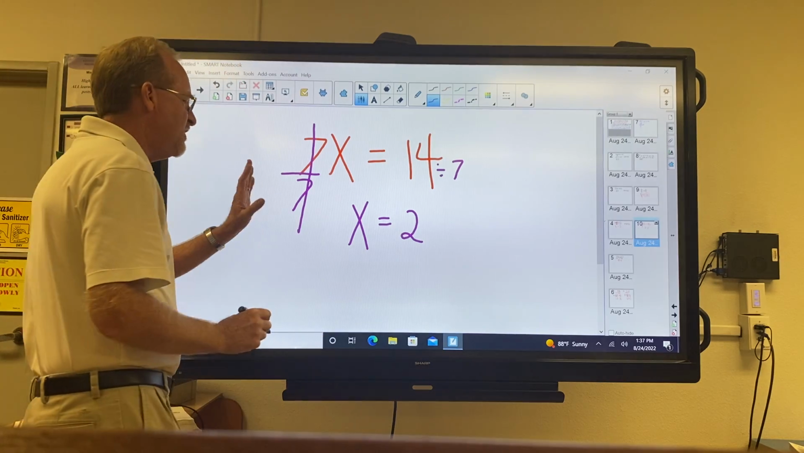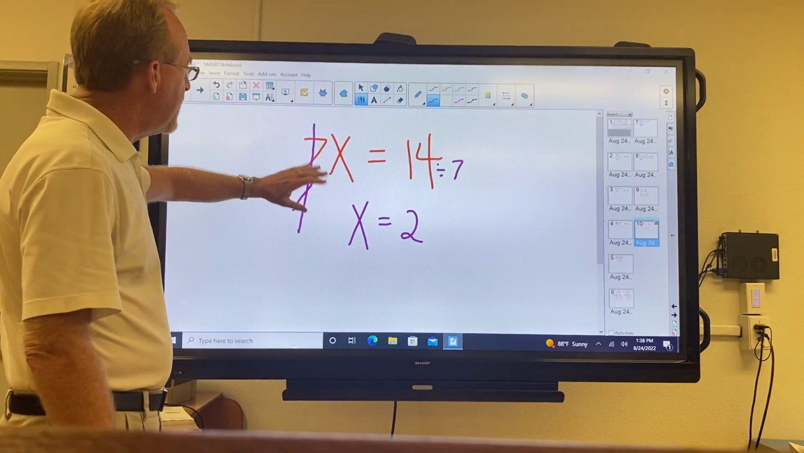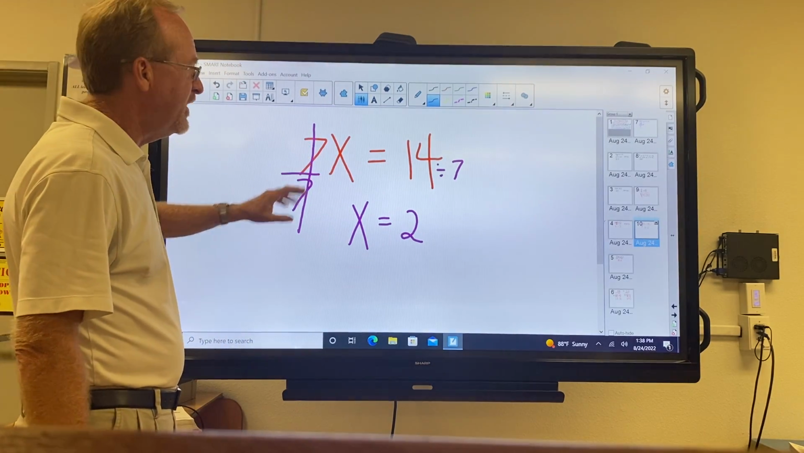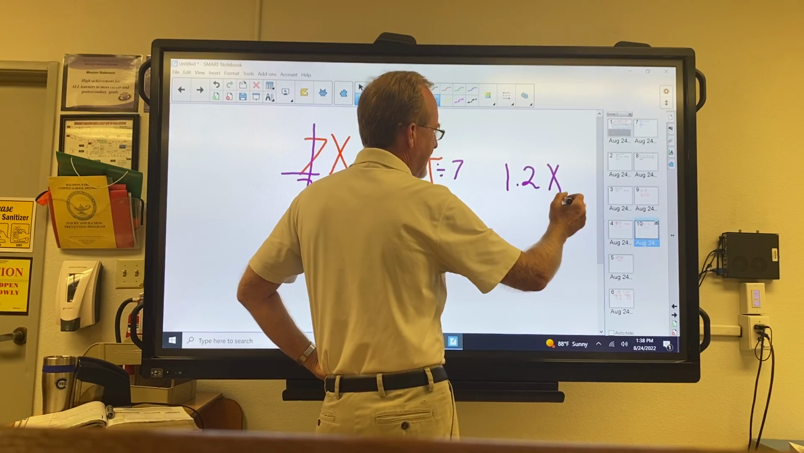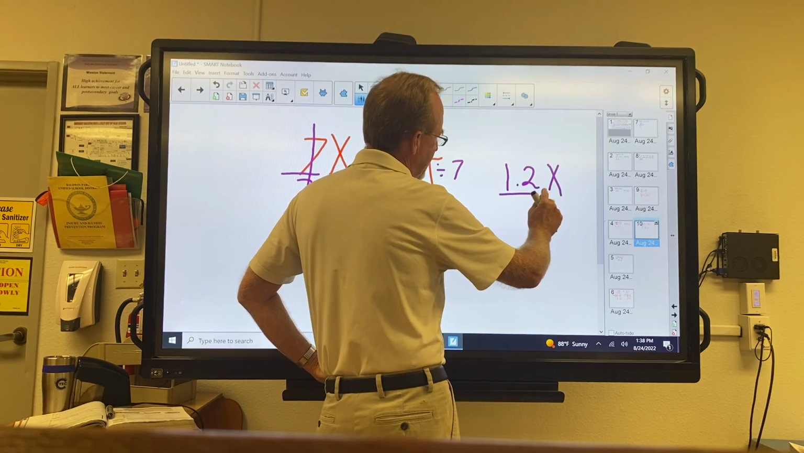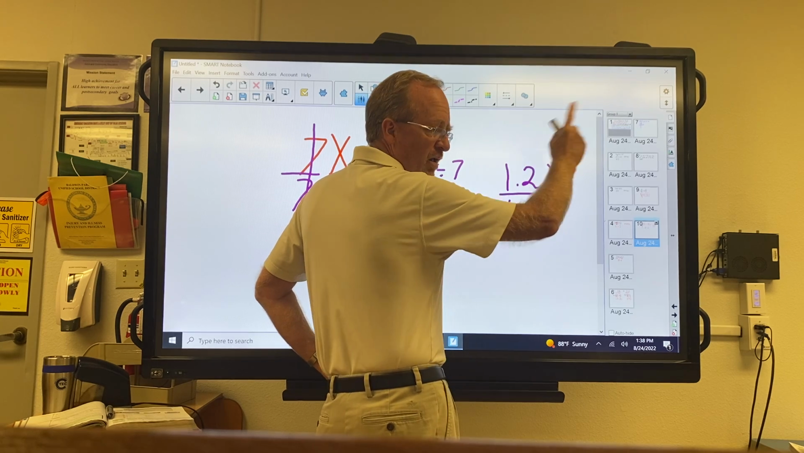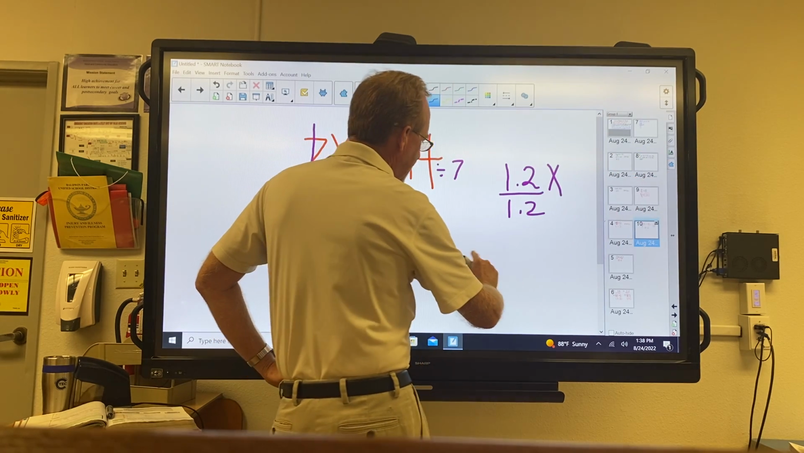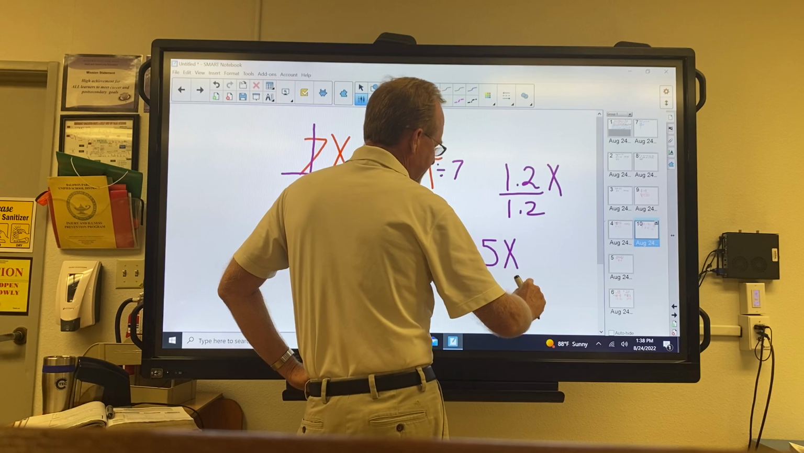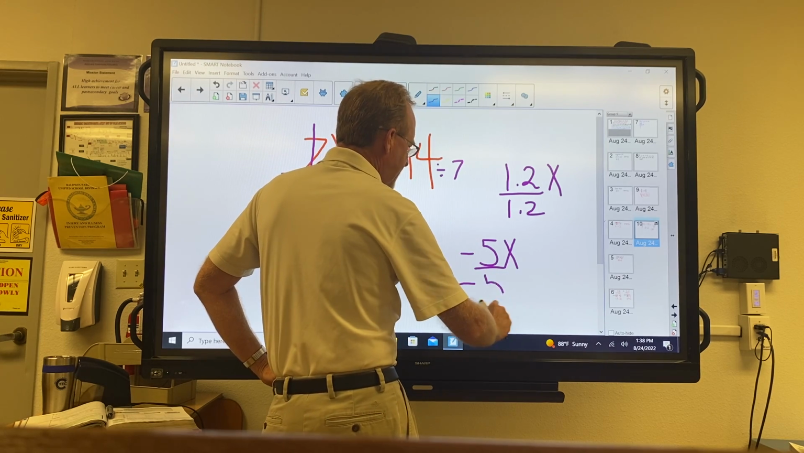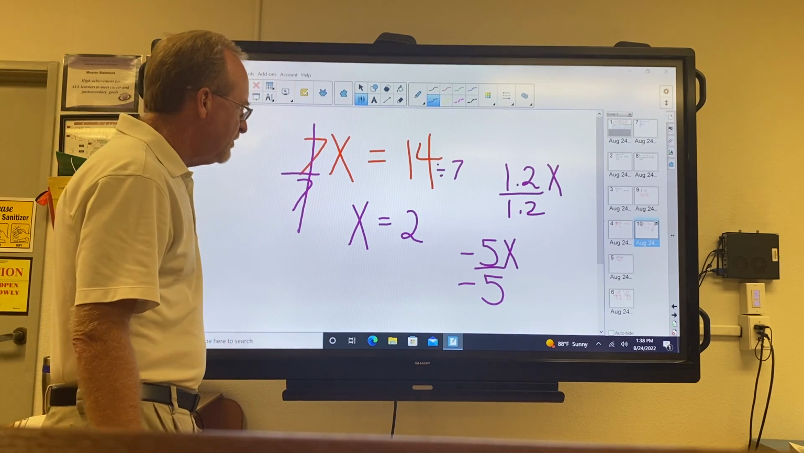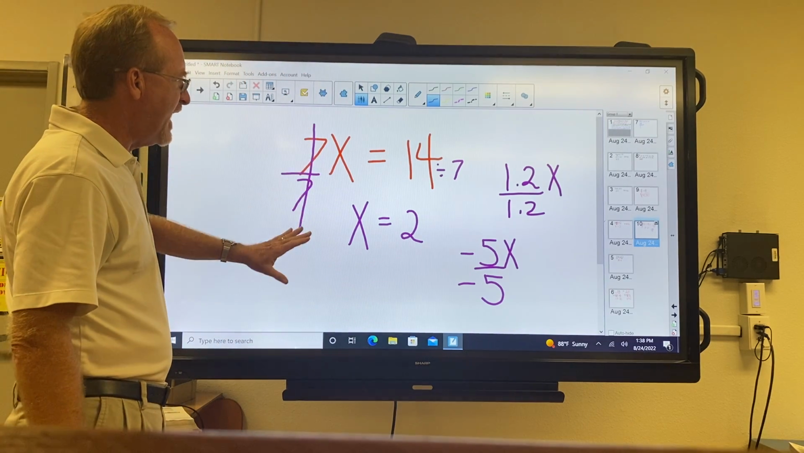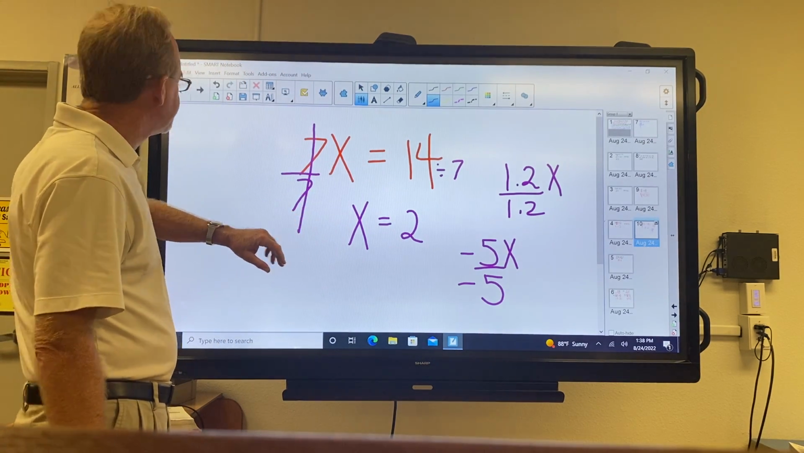Now remember, this holds true. This works no matter what that number in front of the variable is. If, for example, I had 1.2x and I needed to get that thing by itself, just divide by 1.2. And then on the other side, do the same thing. If it was negative 5x, just divide it by negative 5. And then divide the other side by negative 5. Okay? So that will always get that x isolated for you nicely.